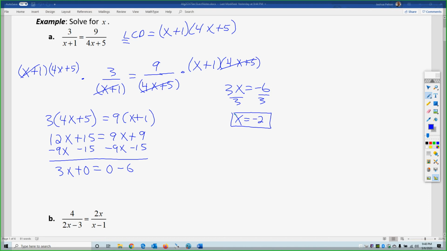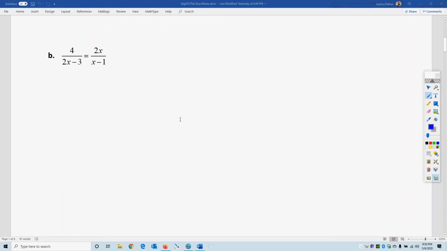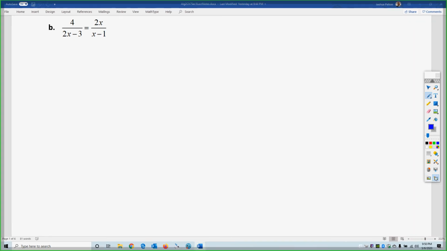Okay, let's go to example B. For example B, we have one term on both sides. So we'll again work out to a cross-multiply equivalent, and only for that reason. They have nothing in common, so the lowest common denominator is 2x minus 3 times x minus 1, just everything that's left over. So leave a gap, and we'll do 4 over 2x minus 3 on the left, and 2x over x minus 1 on the right.